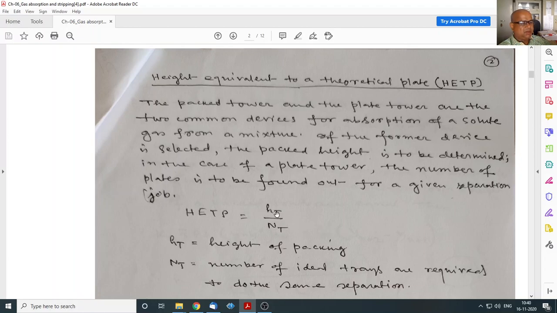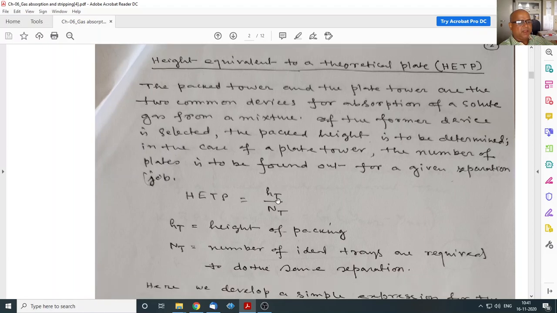So if I know the height of the column, I will calculate it from the packed tower. The packed tower and plate tower are two common devices for absorption of a solute gas from a mixture. If the former device is selected, the packed height is to be determined. In the case of a plate tower, the number of plates is to be found for a given separation job. So from the packing height and the number of trays, we get the height equivalent to theoretical plate.